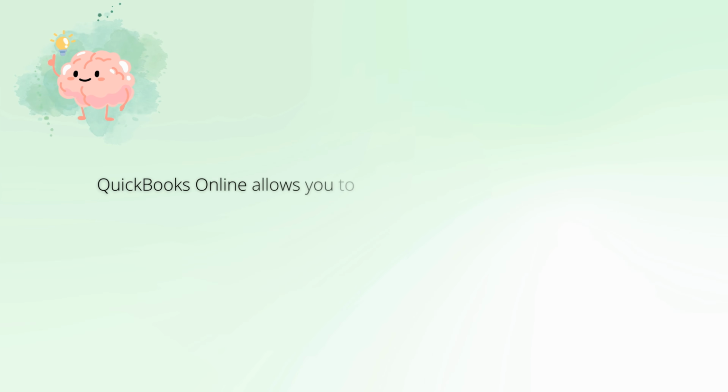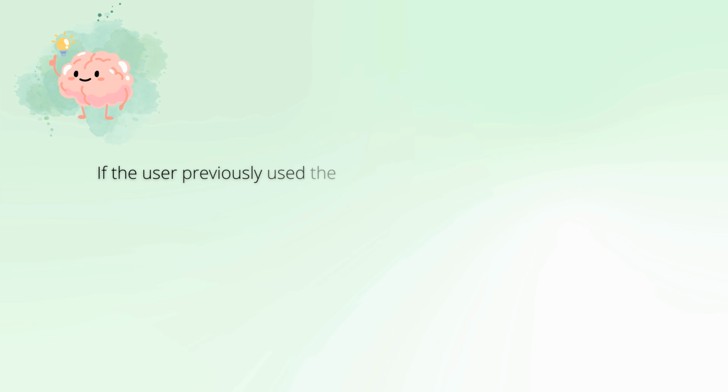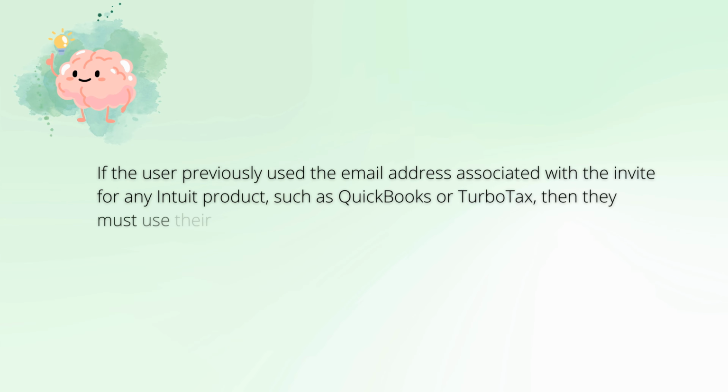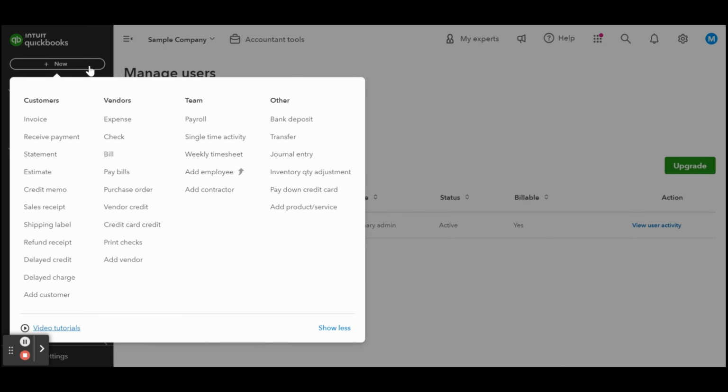You or your team member can track time in QuickBooks Online using single time activity or weekly timesheets. Single time activity timesheets are used for a one-off task, while weekly timesheets are used by teams that follow a weekly schedule or manage recurring daily tasks. To access timesheets, click on the plus new button in your dashboard and then select single time activity or weekly timesheet. Fill in the details of the single time activity timesheet.